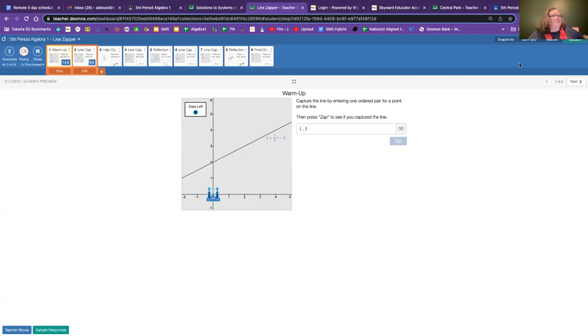All right, so in order for us to capture this line, we're going to put an ordered pair that we know is on the line. I'm going to go with the obvious one, which is (0, 2). Why is that obvious? Because it's the y-intercept. We can see it right here on the graph. We can also see it right here in the equation. And as long as I hit zap, it's going to capture that line.